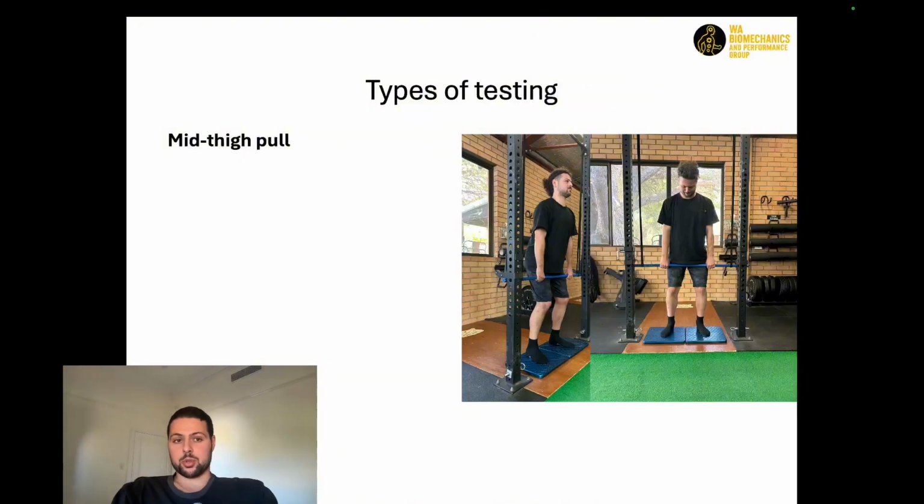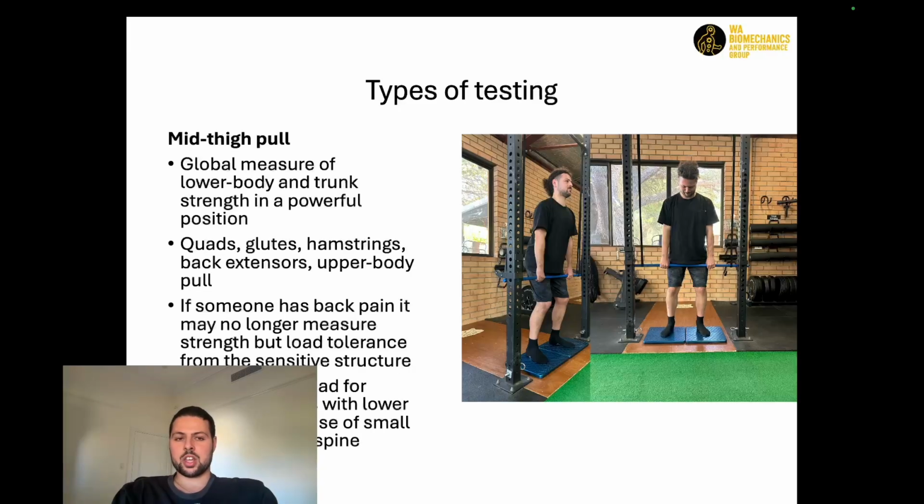We've got the mid-thigh pull. And so the mid-thigh pull is quite a non-specific test. It's quite a global measure of lower body and trunk strength in a powerful position, right? We're in a little mini squat position, but it's got so many joints involved, so many big muscle groups involved, like the quads, the glutes, the hamstrings, the back extensors, the upper body, right? So we're using a lot of muscles in this test.